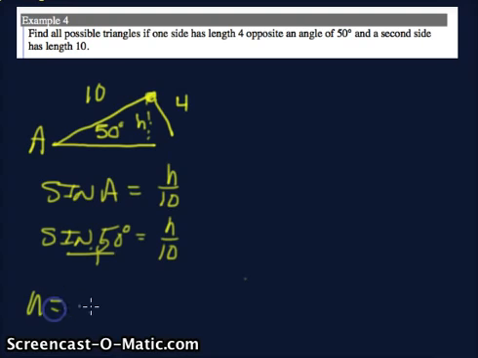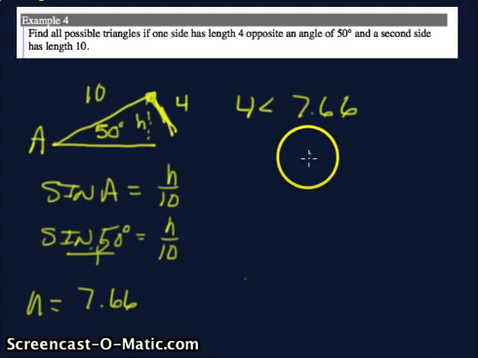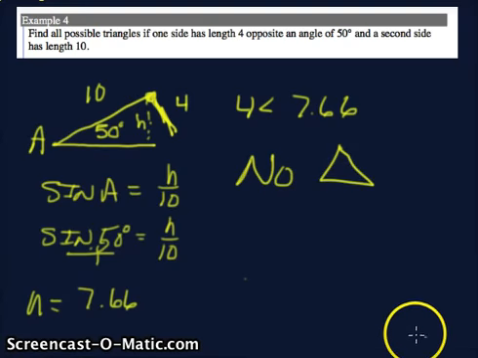So h is equal to, put that in your calculator, and you're going to get 7.66. Now just hold on for a second. This side hanging here, 4, is less than 7.66. There's no way that you are going to make a triangle, and that is called no triangle. So there's no triangle that could be formed with those kinds of dimensions.